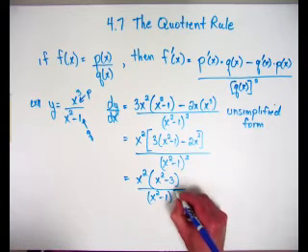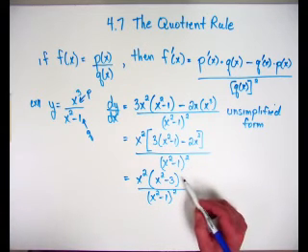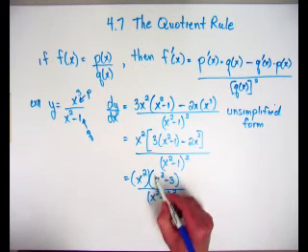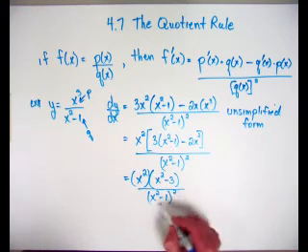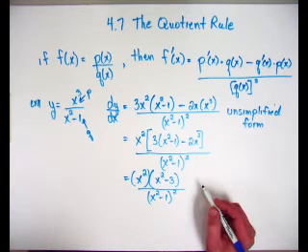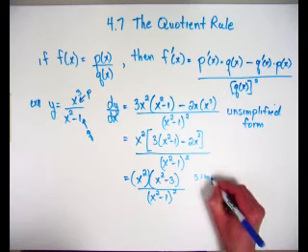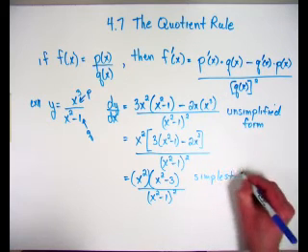This answer right here is in factored form. Everything is written as a product. We have x squared times x squared minus 3 over the factors x squared minus 1 squared. This answer is called simplest factored form.